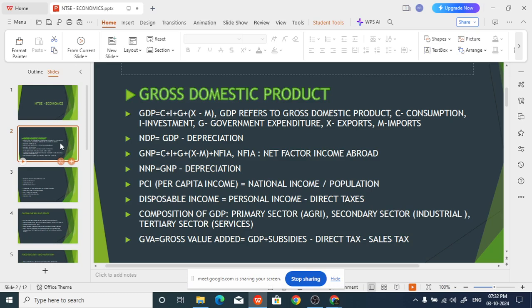4 rupees, sir. What does he do with the 4 rupees? Normally, what will you do? I will save it. You will save. That saving is called investment.